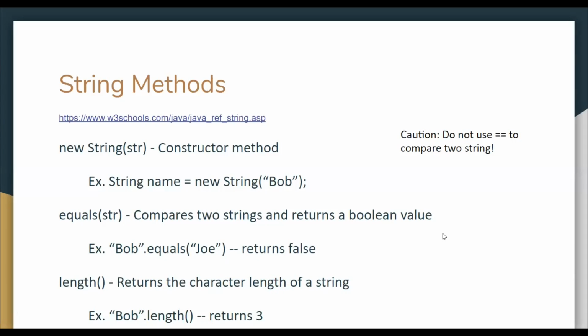Okay, the next method that I'll be going over is the length method, and it returns the character length of a string. For example, bob.length would return the value of 3. This is because there are 3 characters in Bob: B, O, and B. So the length of the string would be 3. It's pretty self-explanatory, but it exists.